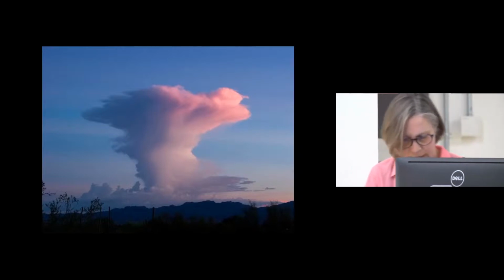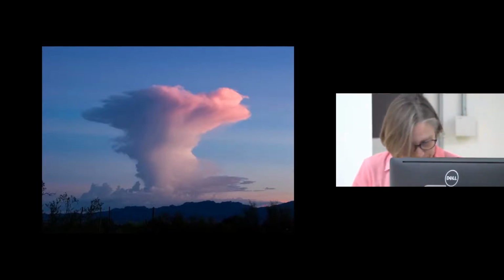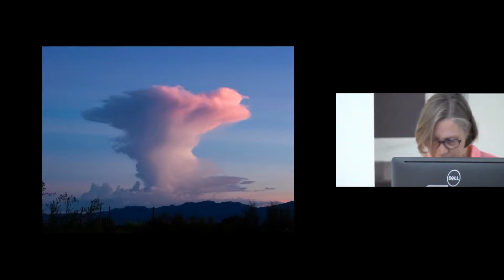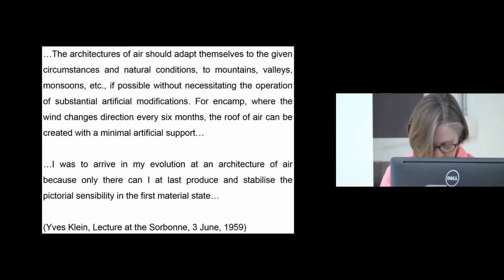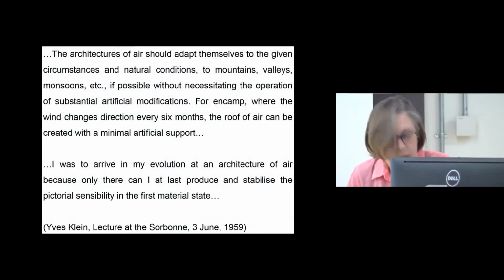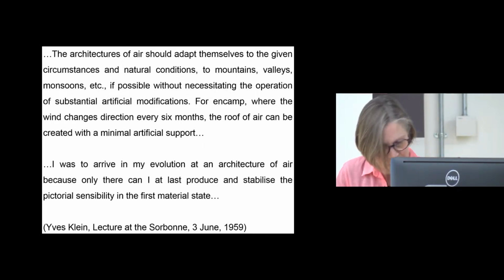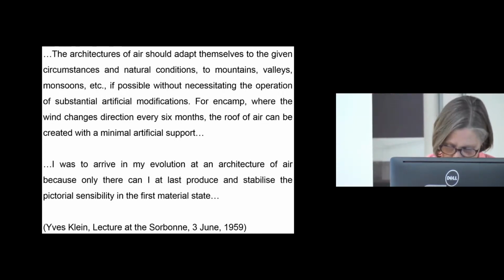one artist's attempts to paint thunderclouds. His name was Yves Klein. Klein is of interest to Monsoon Air because at the time he began to paint thunderclouds, he already was notorious for his proposals for an architecture of the air. And Klein explicitly mentioned monsoons as included within the scope of air architectures, which, as he explained, should adapt themselves to the given circumstances and natural conditions.